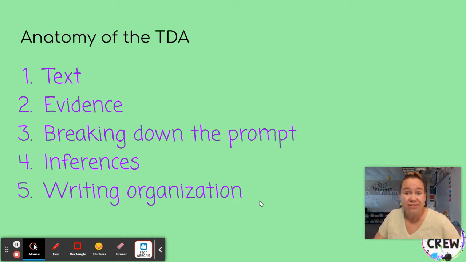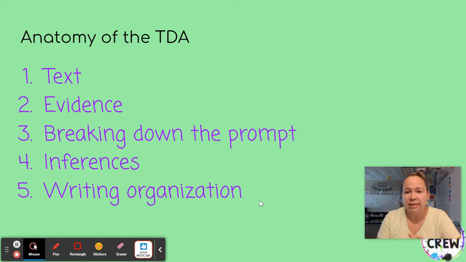First of all, anatomy of the TDA. There's a piece of text that the children are then asked to analyze, text-dependent analysis. There's evidence. Then we talk a lot about breaking down the prompt. Children really have to be able to figure out what are the two skills they're being asked to analyze. And then they have to be able to make an inference.